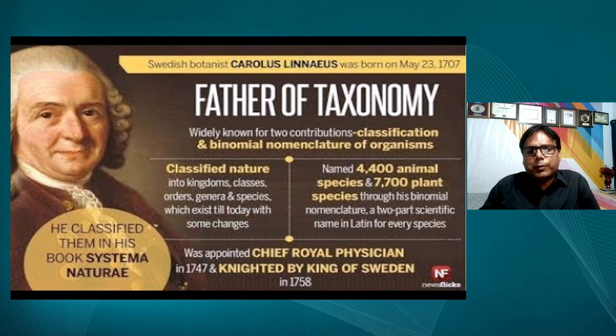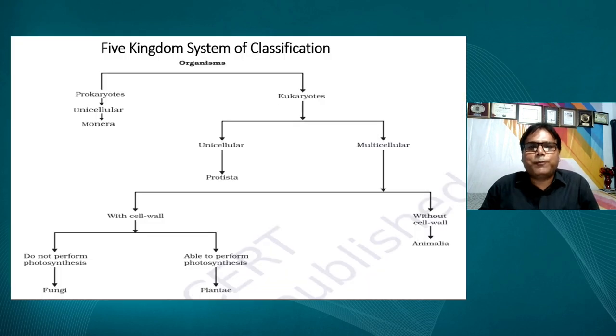For example, if we want to give the name of pea plant, the scientific name of the pea plant is Pisum sativum. So here Pisum is genus and sativum is species. So friends, you will be able to understand the binomial system of nomenclature, means the name of any organism consists of two parts. First part is known as genus, and the second part is known as species. So now we move to the five kingdom system of classification in detail.